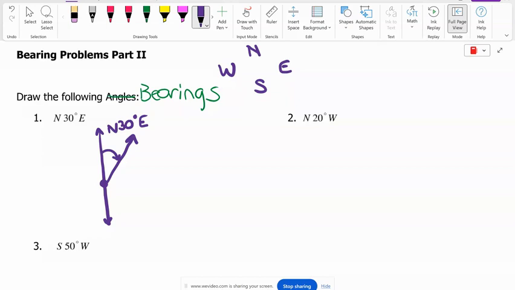All right, so what would this look like? If we're north 20 degrees west, we have our north-south line, and we're going up, but this time instead of going to the right, we're going to the left. So that would be this angle.